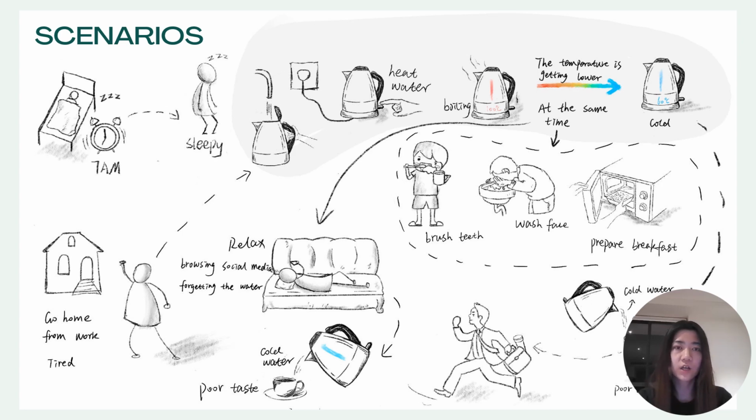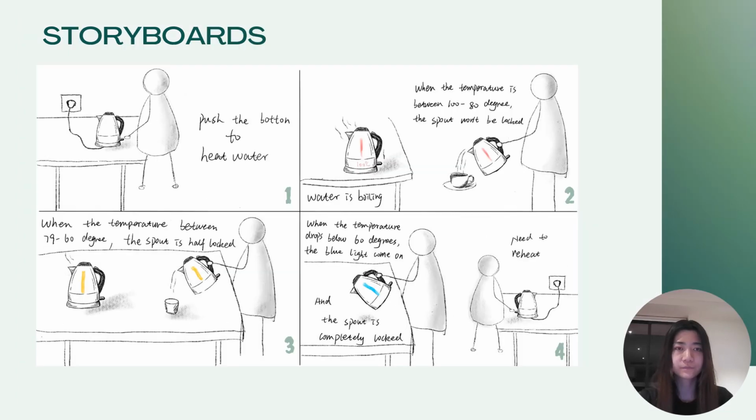Or when the user comes home after a busy day at work and wants to make a cup of tea to relax, he presses the kettle switch, and during the time he is waiting for the water to boil, he is just lying on the sofa listening to music or browsing social media. And by the time he pours the water to make the tea, the temperature of the water may have long since dropped, thus affecting the taste of the tea leaves.